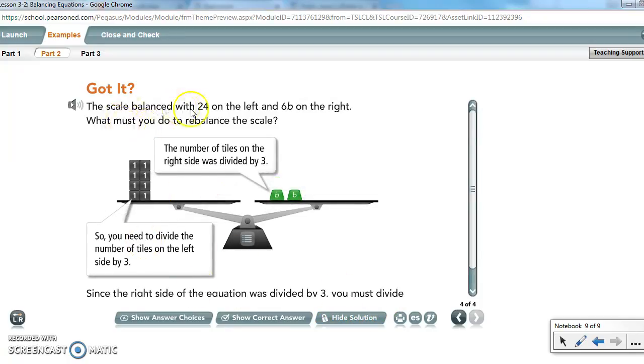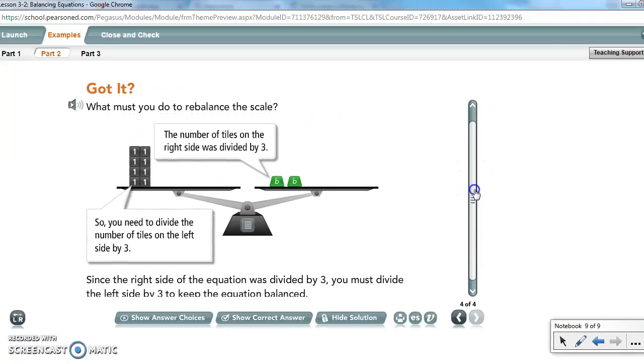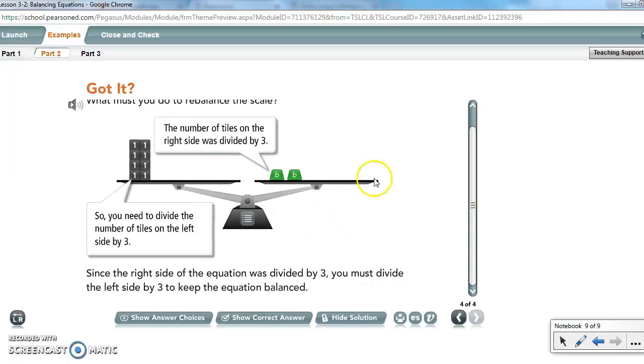Okay, so the scale balanced with 24b on the left and 6b on the right. So the number of tiles on the right side was divided by 3, or we took away those 4 rows. So if you divide by 3 or you take away those 4 rows, all that's left when you divide the number of tiles on the left side by 3 is these 8. So since the right side of the equation was divided by 3, you must divide the left-hand side by 3 as well. Okay, on to part 3.